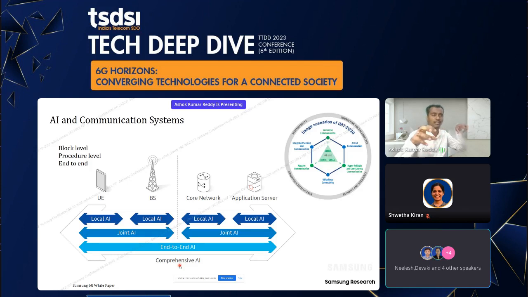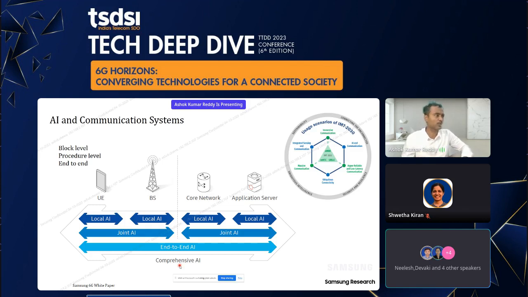The kind of these machines are separated into two parts. That is another way of using the AI. And the third one is where you actually have this spread across all the layers, from UE to the application server, and from the application server to the UE as well in return. So this comprehensive AI kind of segregates and classifies the usage of AI for communication into different layers to start with.